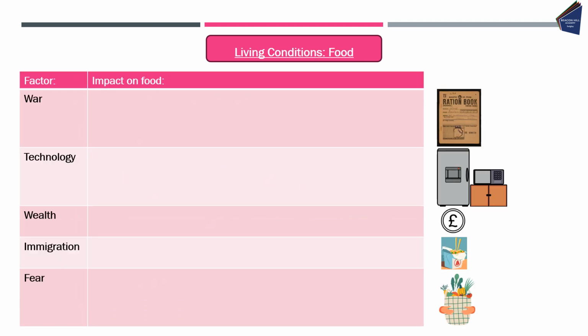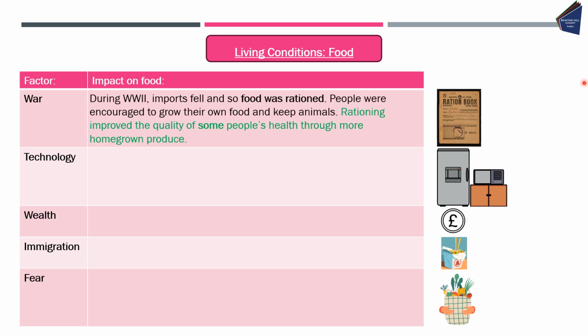The other element of living conditions that you could discuss for a modern question is to do with food, and we have 5 main factors that affect the food that is being consumed, and this obviously has an impact on the health of the population. So the first factor is war, with World War I and World War II both taking place during this time period. You'll see the ration book that is on the screen, and I'm sure that you will recognise this from either even primary school history lessons as well as your lessons in class. So during World War II, imports fell and so food was rationed.